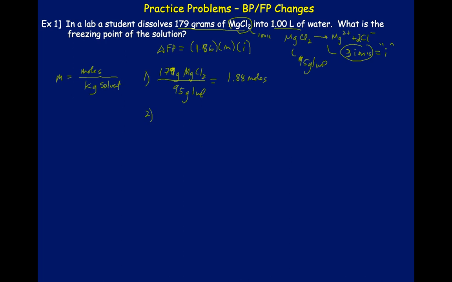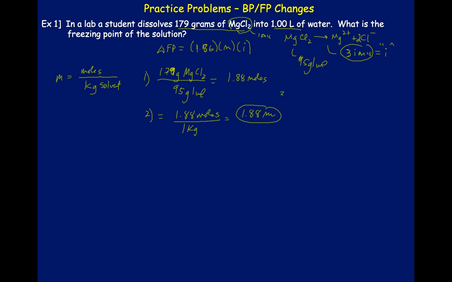My second step is I'm going to take 1.88 moles and find the molality by dividing by my 1 liter of water. Now, 1 liter of water is the same as 1 kilogram of water, just like 1 milliliter is the same as 1 gram. So water can be converted right to kilograms if it's in liters. So this would be 1 kg of water, which gives me a molality of 1.88. So we got what we need. This is easy.